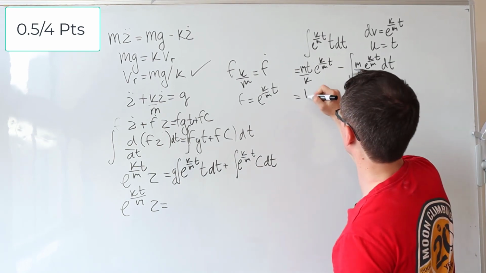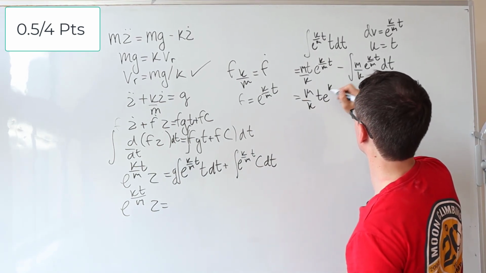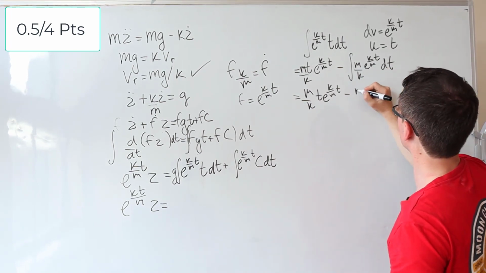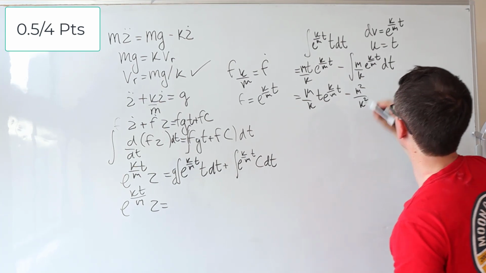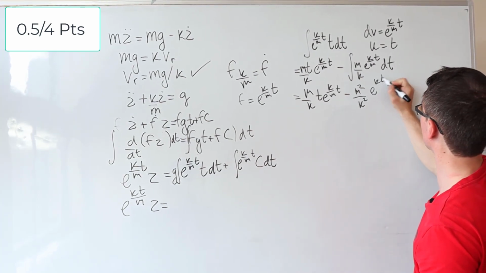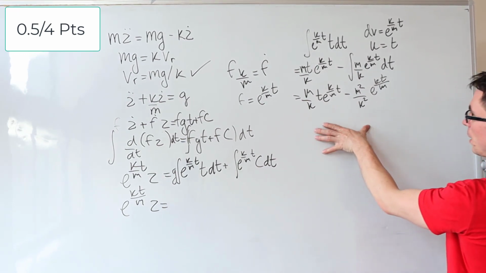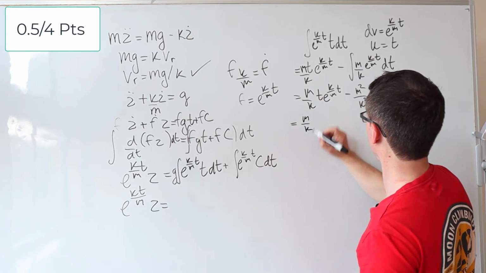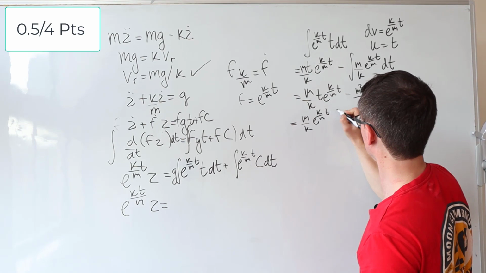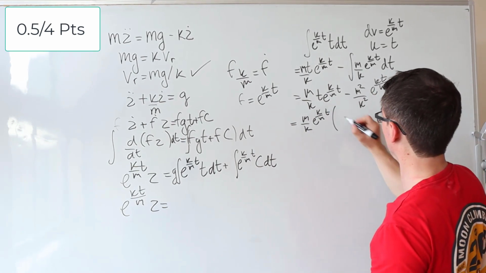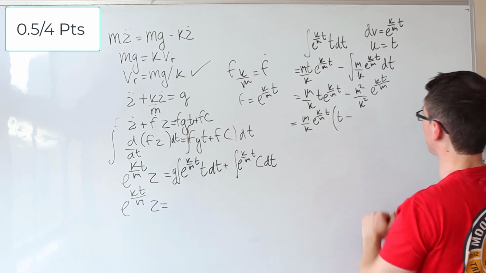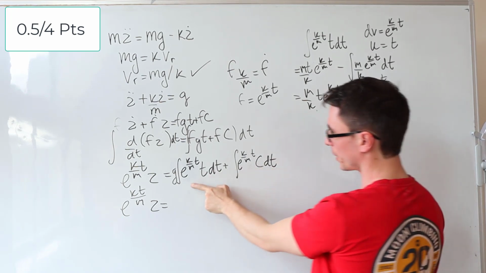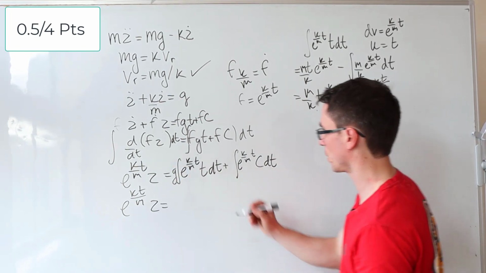Okay, well this thing here will be m over k t e to the k over m t. Take away this integral here, we get another factor of m squared over k squared e to the k t divided by m. I think that's pretty much it. Let's take a factor of m over k e to the k over m t, and what are we left with? We're going to be left with t take away m over k. Okay, now I'm going to take this integral, I'm going to bring this over here and have this factor of g. So what are we going to get?